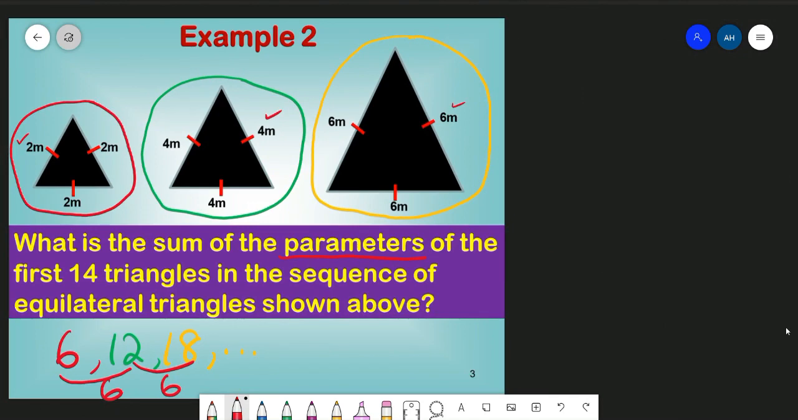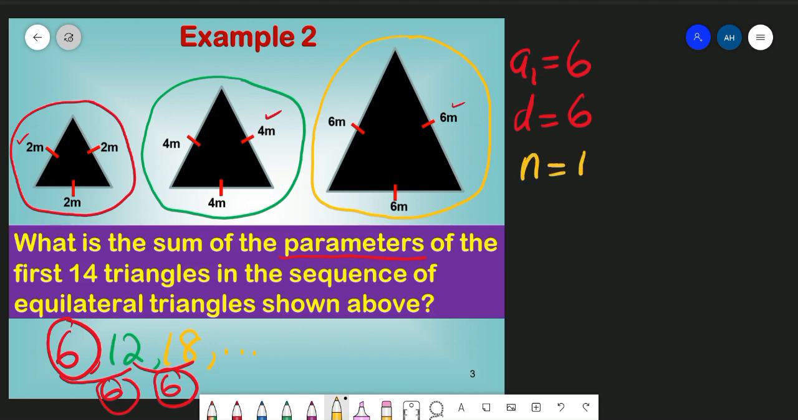We have A1, that is the first term of the sequence. The first term is equal to 6. D, that is the common difference, is also equal to 6. What else do we know? N.